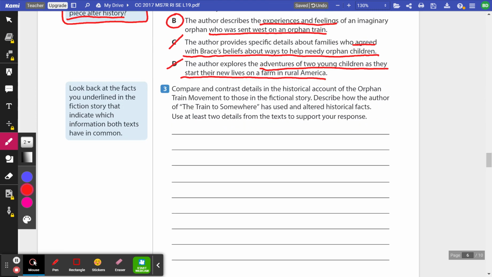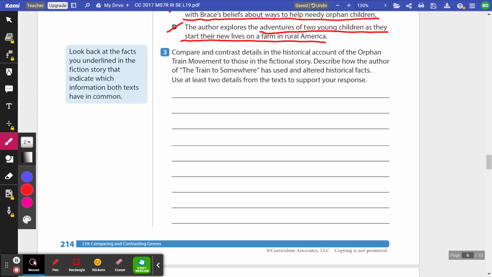All right, so now let's move on to the last question that we have, which is our writing prompt. Okay, so the hint for our writing prompt is going to help us out here because it's going to let us know what we need to think about in order to respond to this passage. So, the hint says look back at the facts that you underlined in the fiction story that indicate which information both texts have in common.